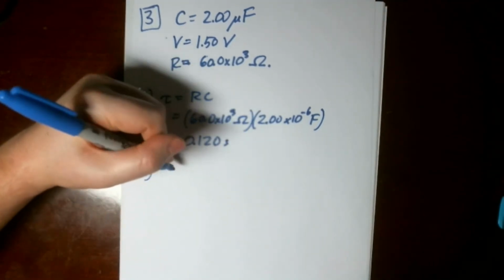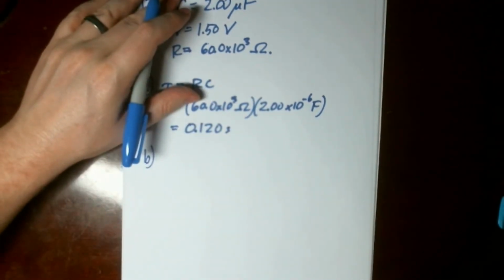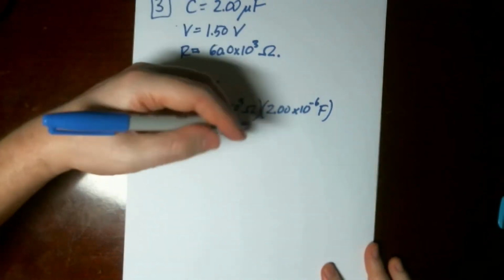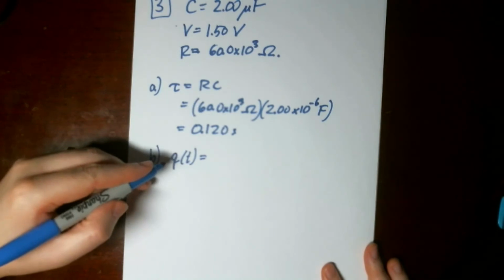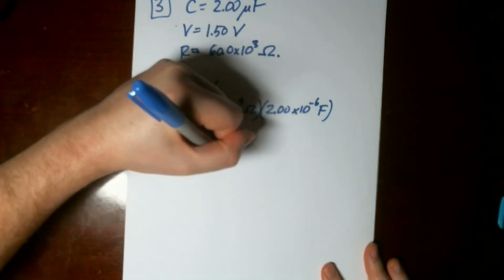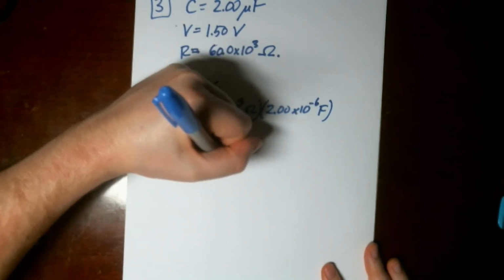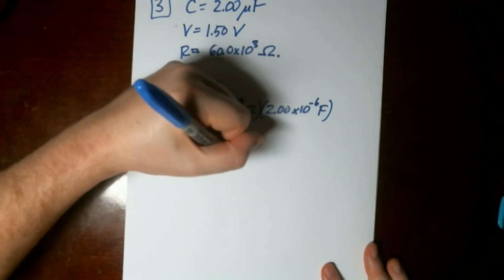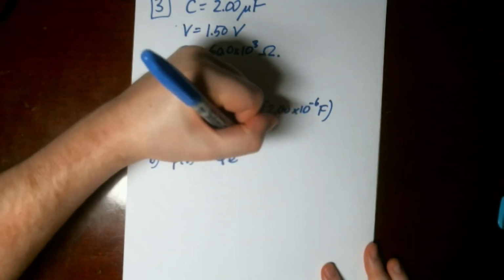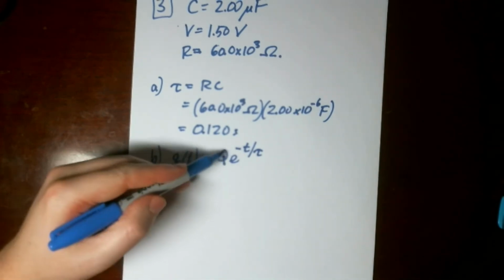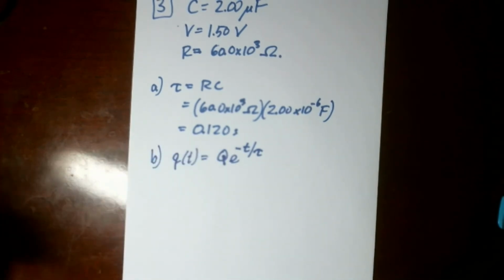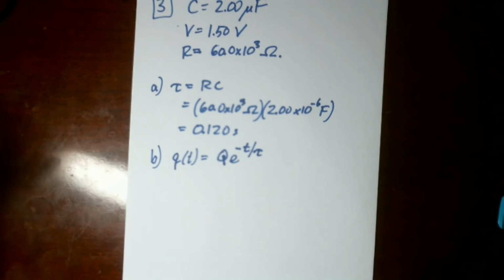So let's write down the discharging equation for a capacitor. Charge as a function of time is equal to the initial charge of the capacitor times e to the negative time elapsed divided by the time constant. Now here, e is the natural exponential base, e equals 2.71828, etc.